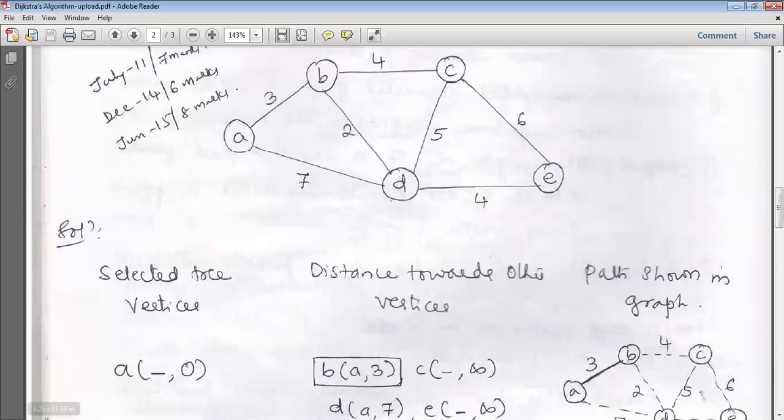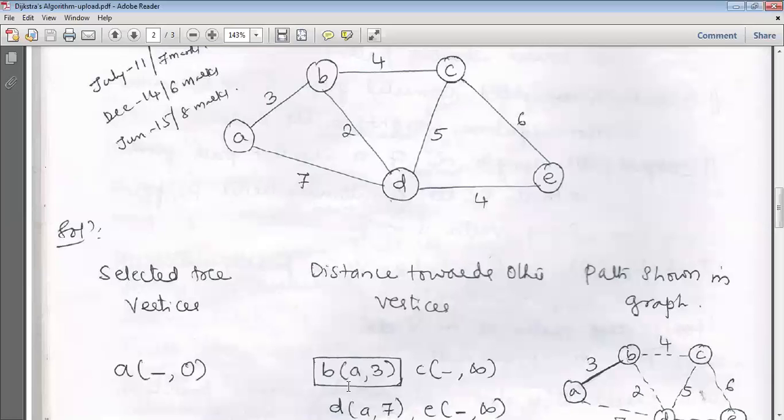Now we have started with vertex A. B, C, D, E are the other vertices, and from A to B there is a direct edge, so we have taken the distance as 3. As there is no direct edge from A to C, we consider it as infinity. Then A to D there is a direct edge with a cost, a distance, of 7. From A to E there is no direct edge, so we mark it as infinity.